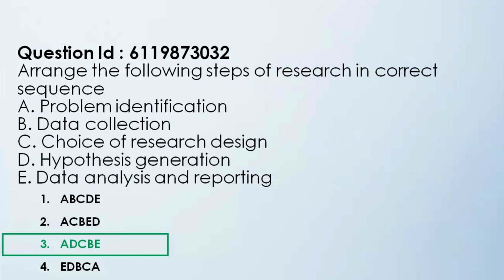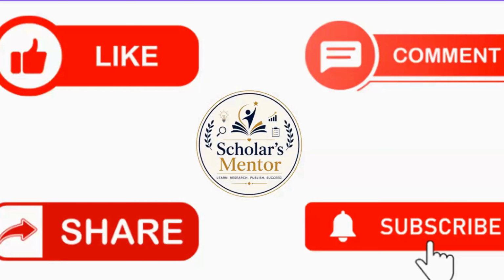So the correct answer is option 3, right? So you start with problem identification, then you generate your hypothesis. Then based on your hypothesis, you will choose the research design. Based on that, you will do your data collection and finally analyze and report your findings. So with that, we come to the end of this video where we have solved 10 questions on research methodology that appeared in the Home Science December 2025 UGC NET examination.